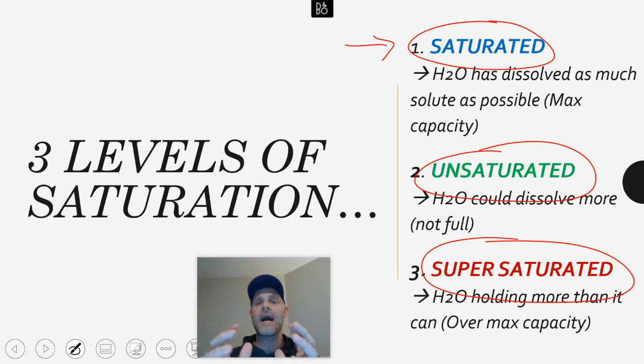If I have a solution and a compound is dissolved in water, it's formed a solution. If there gets to a point where I can only dissolve so much, there's what we call a max capacity. If I get to that max, it's saturated.